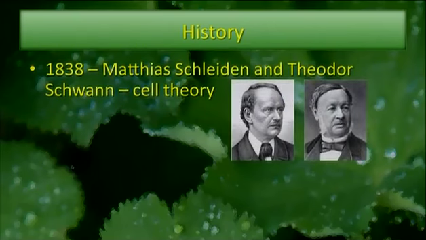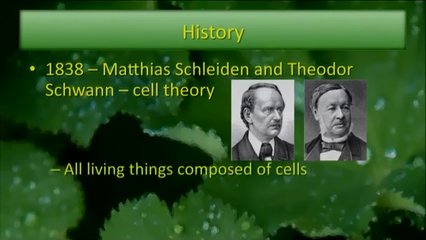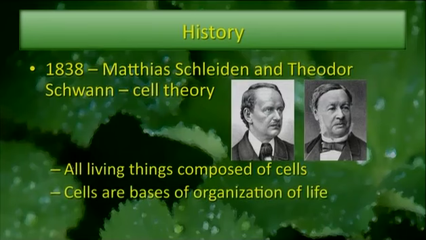Now between the 1600s and the 1800s, there wasn't that much development in terms of cell theory. But in 1838, Matthias Schleiden, who was a botanist, and Theodor Schwann, who was a zoologist, formally articulated the modern-day cell theory. That states that all living things are made up of one or more cells, and cells are the basis of the organization of life.